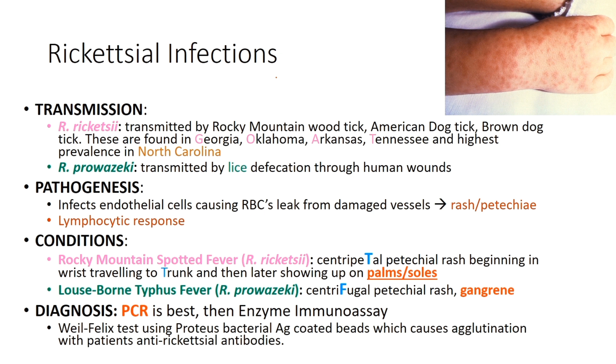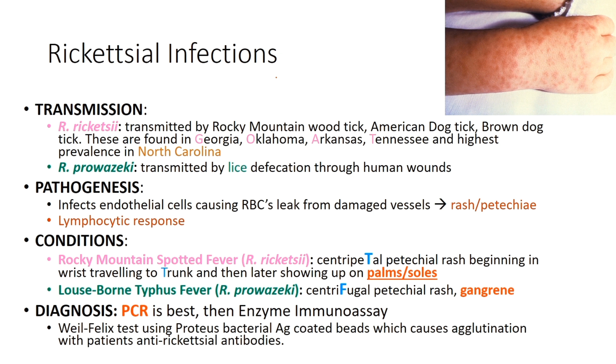You'll be learning more about these guys in your multi-system module, but I just want to introduce you guys that there are a lot of ticks for even a single organism, so you should definitely be aware that that's going to be coming up in your future. These can be found in the GOAT states, so Georgia, Oklahoma, Arkansas, and Tennessee. But not within GOAT is actually where you have your highest prevalence, which is in North Carolina. That's the most prevalent location for this.